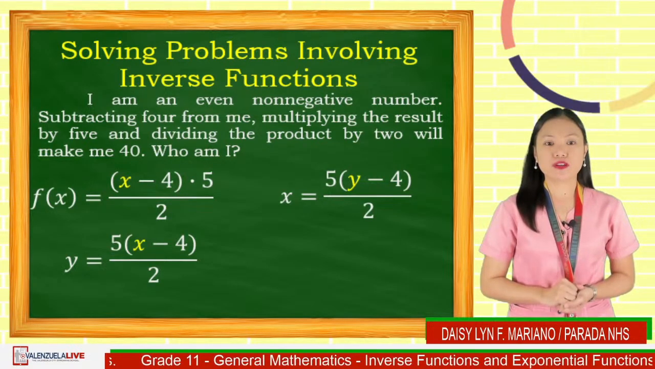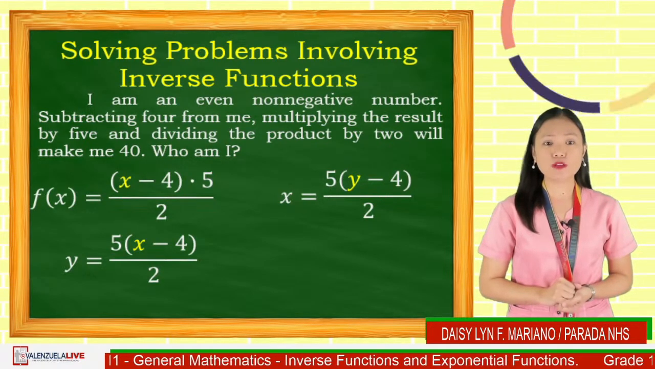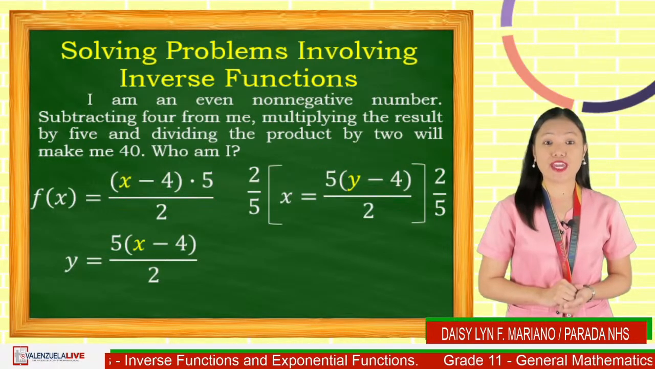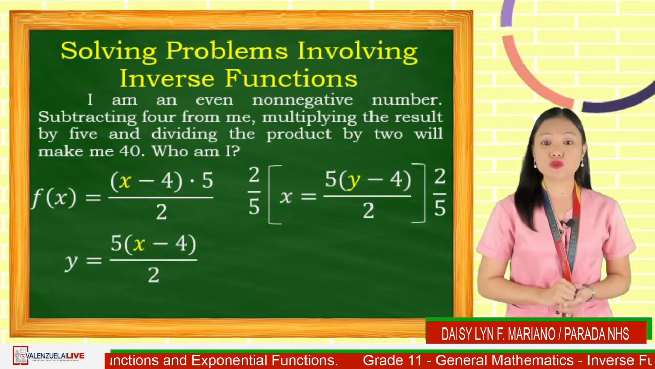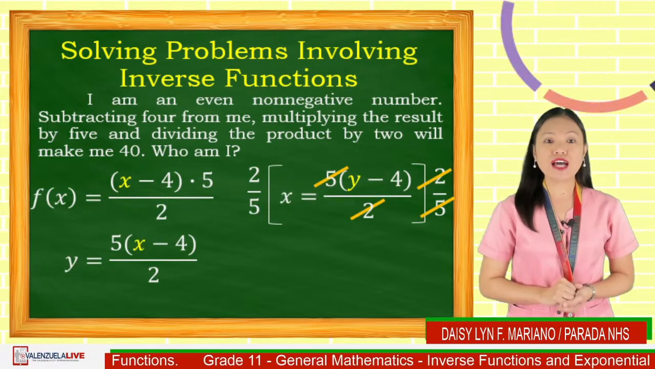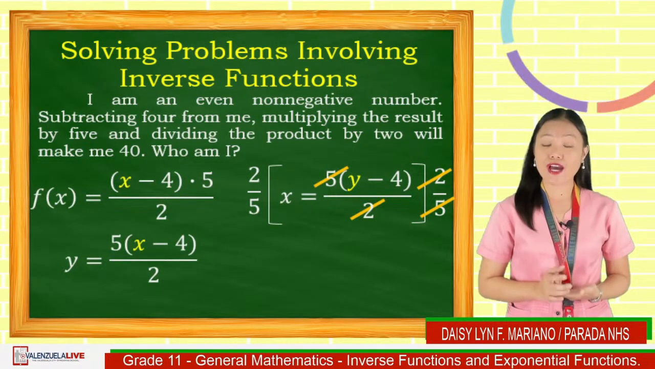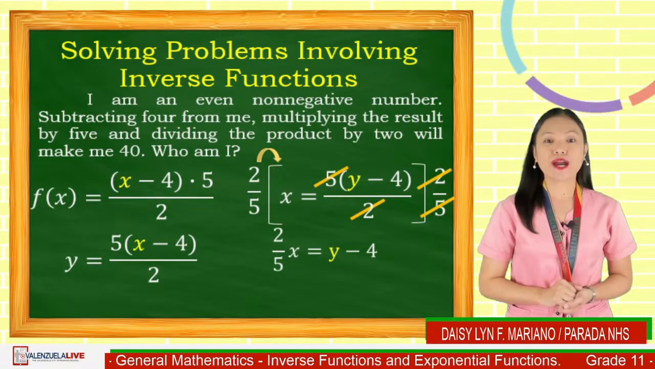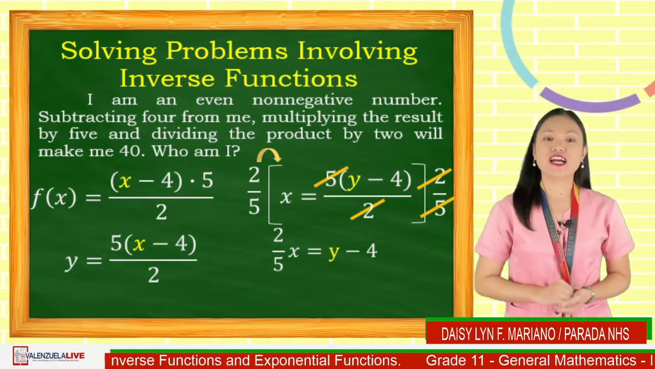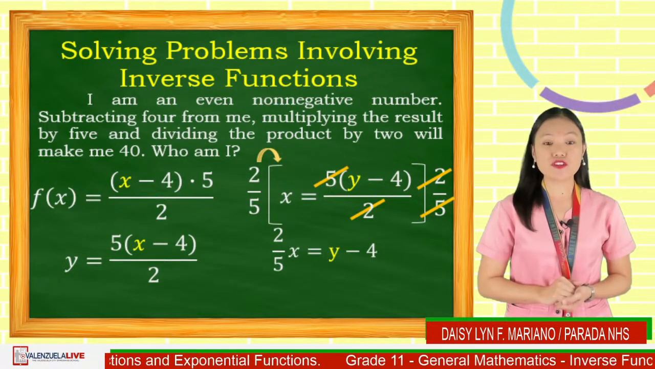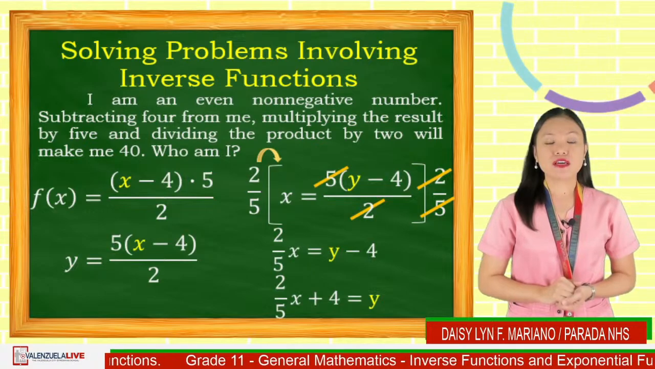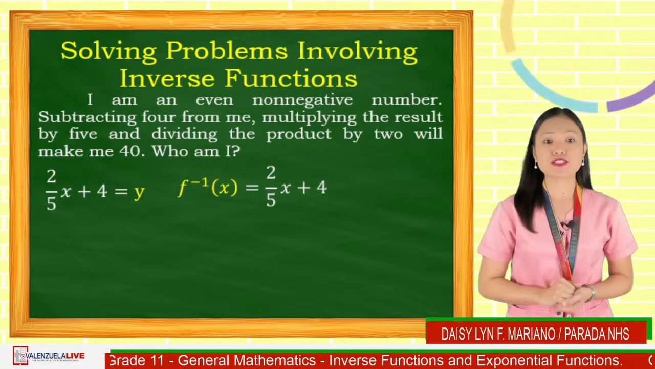Look at the expression. What do you think is the first step to solve for the value of y? You're right. Multiply both sides by 2 over 5. The 2 over 5 and 5 over 2 will give us an answer of 1. And 2 over 5 multiplied by x will give an answer of 2 over 5x. So we have 2 over 5x is equal to y minus 4. Remember that we are solving for y. So what's next? Correct. Add 4 to both sides and it will give an answer of 2 over 5x plus 4 is equal to y. Which is similar to f inverse of x is equal to 2 over 5x plus 4.